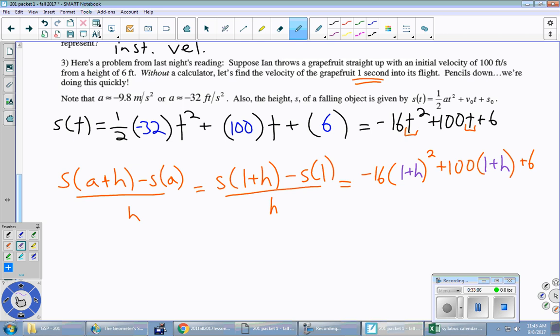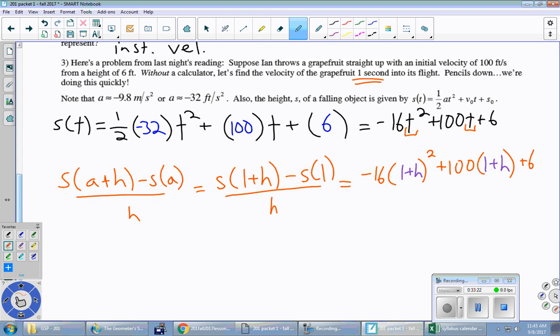It means plug 1 in for the T's and then tack on an H at the end. That ain't it. That's easier. I wish that were it, but that is never it. It is replace all the T's with what's in the parentheses. Okay, this is good. We still have this minus S of 1 business.